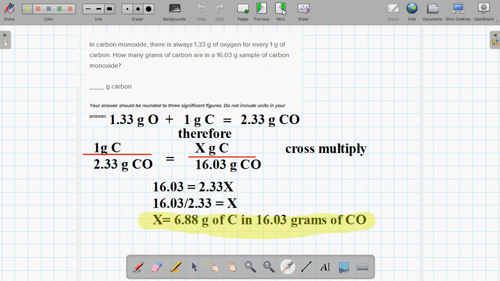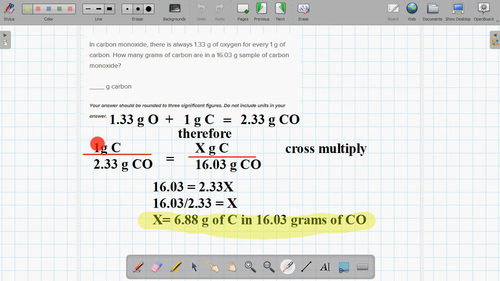All right. In carbon monoxide, there is always 1.33 grams of oxygen for every 1 gram of carbon. How many grams of carbon are there in 16.03 grams of carbon monoxide? Now this one is a little tricky. So the first thing you got to realize is that here they've added all the carbon and oxygen together and given the total mass of 16.03. Well, if they can do that, so can we. So we're going to take the mass of oxygen and the mass of carbon and add them together, and then we know we have 2.33 grams of carbon monoxide.